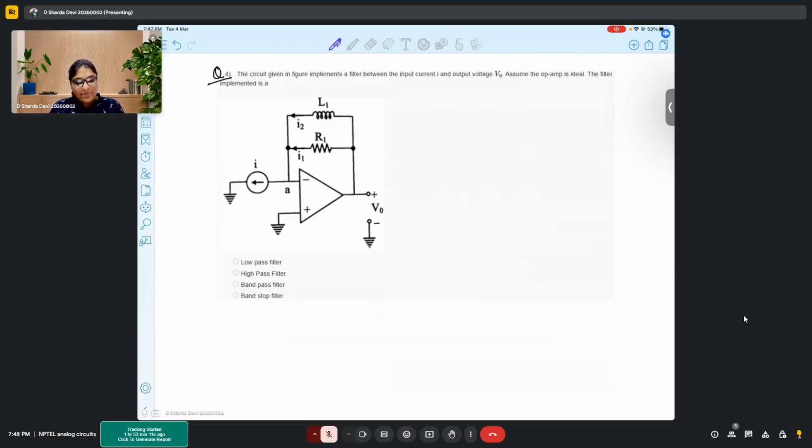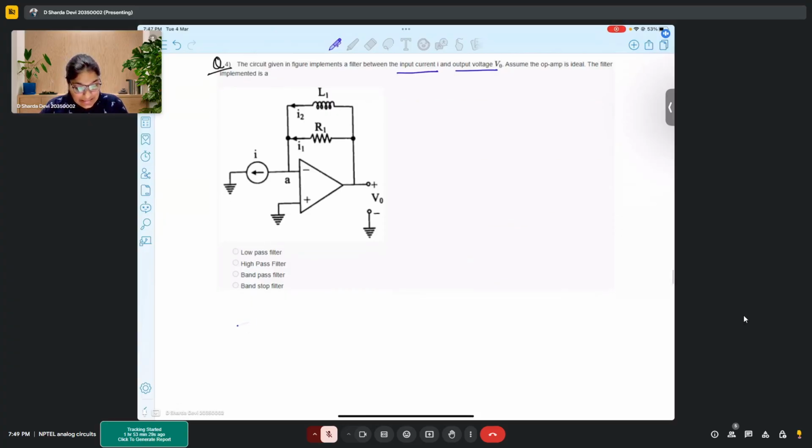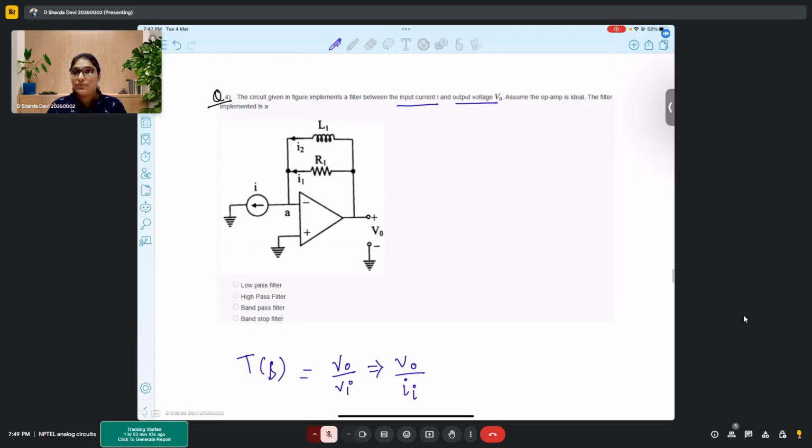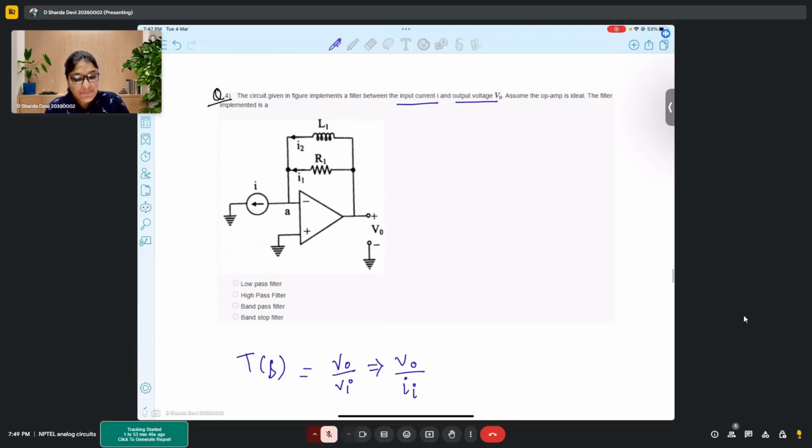So see, in this problem, the circuit given below in the figure implements a filter between the input current and output voltage. Why is it said that you have to consider input current and output voltage? So basically the transfer function that you will form would not be V out upon Vi, but rather it would be V out upon Ii, that is input current and output voltage. So that's the reason it has been mentioned that the filter has been implemented between input current and output voltage.